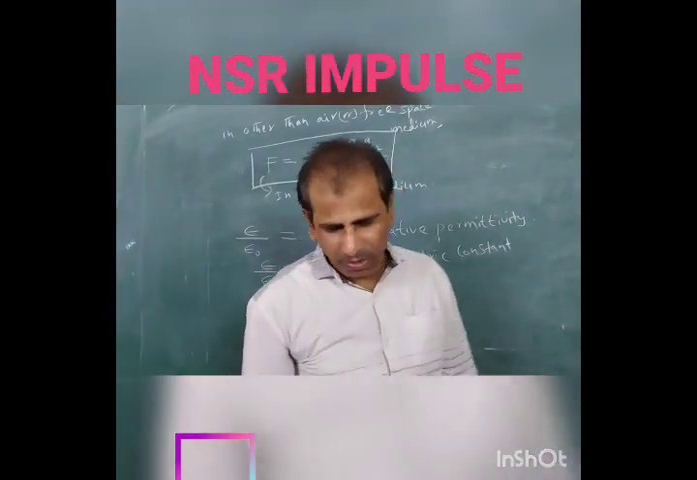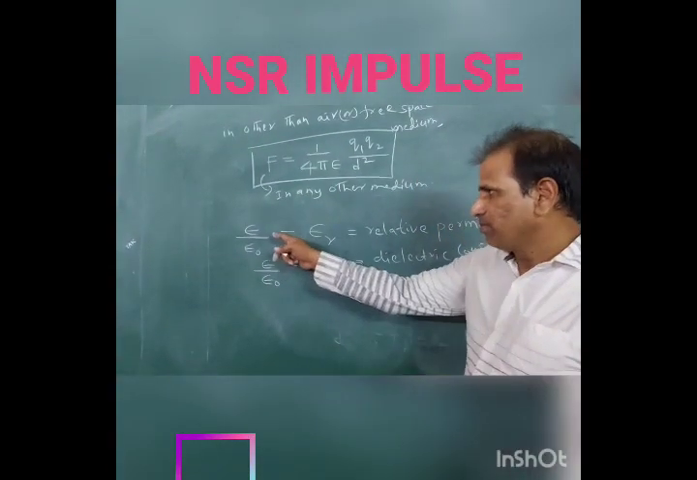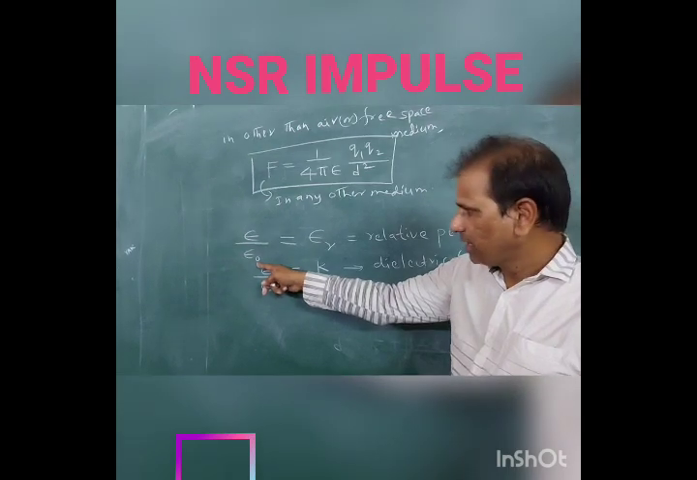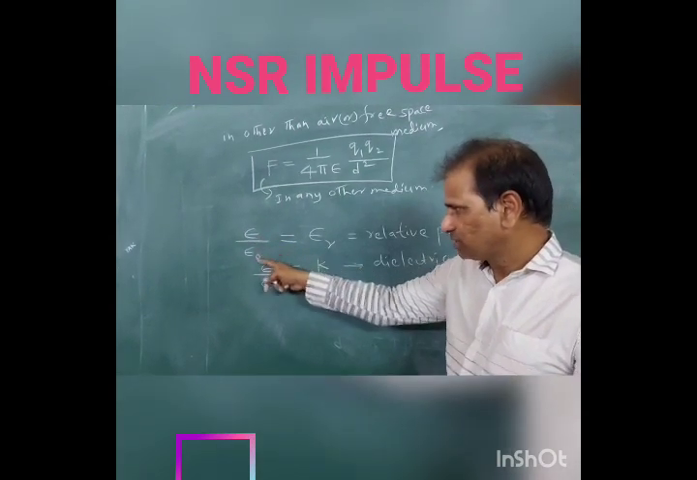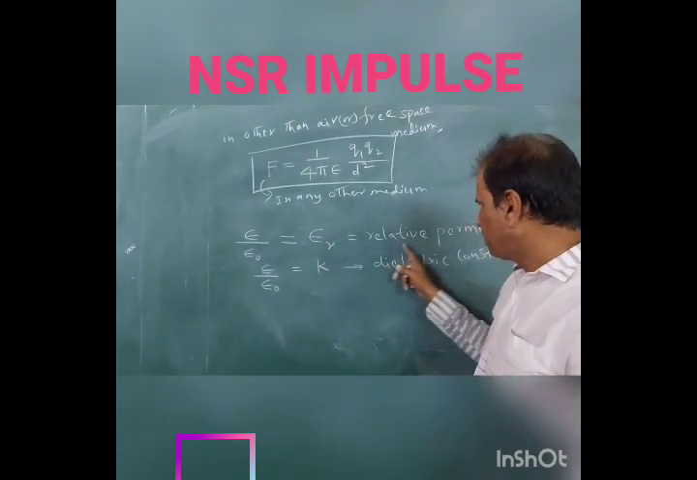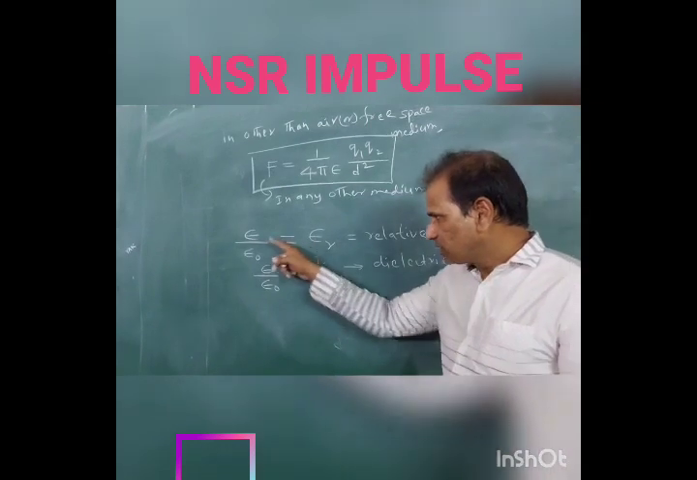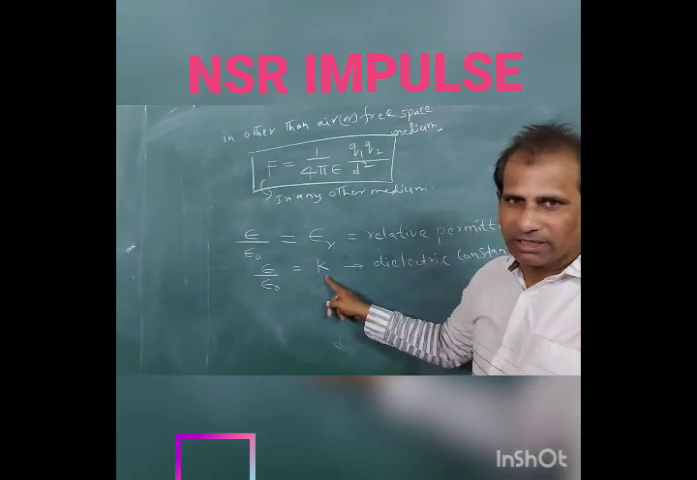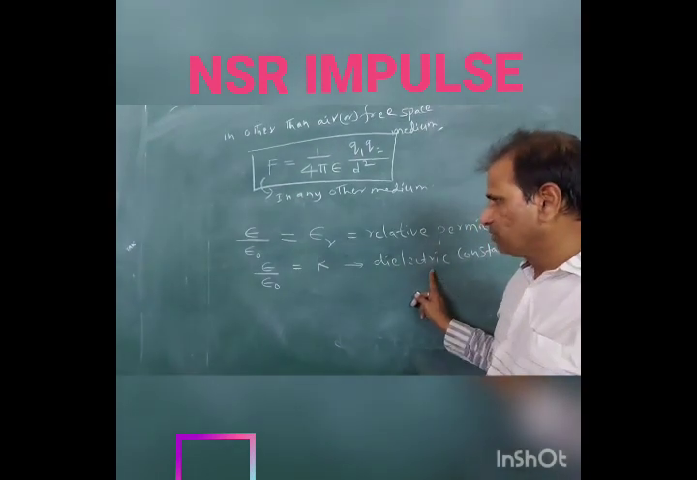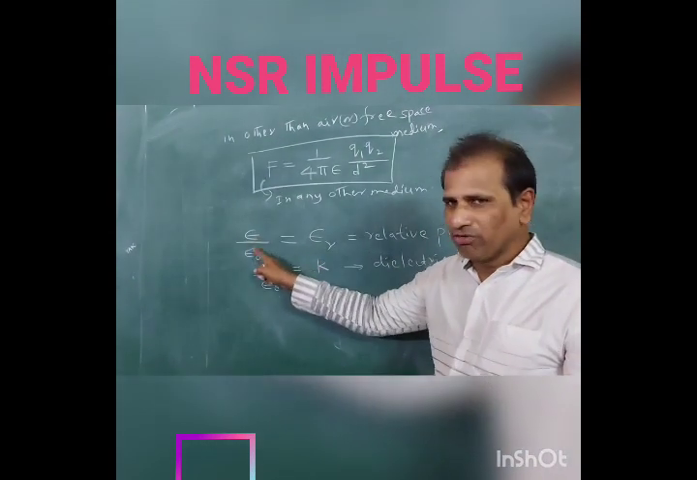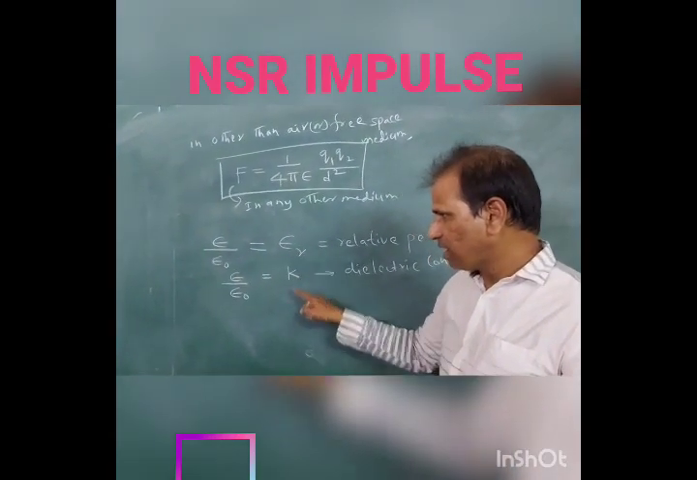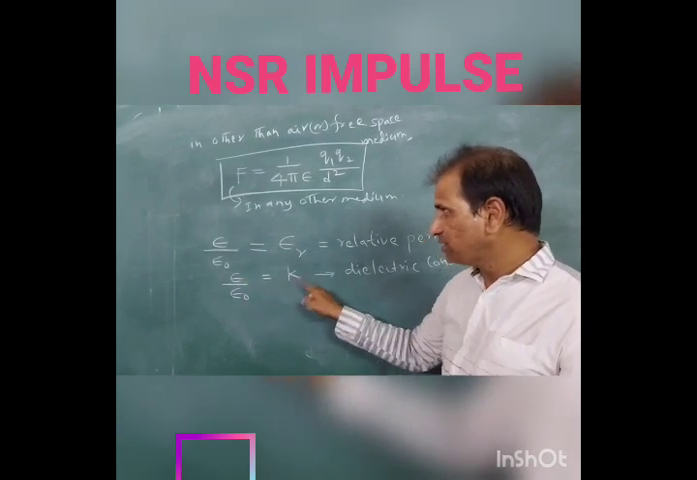The ratio of the permittivity of the medium to the permittivity of air or free space is called relative permittivity, or the same ratio can also be called the dielectric constant. So that means you can give two names for this ratio. What are they? Epsilon by epsilon naught is epsilon r, or epsilon by epsilon naught is K.